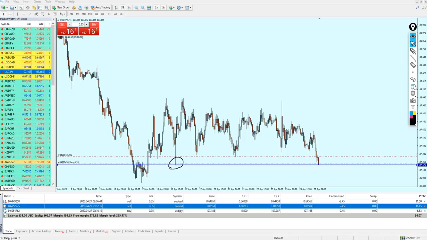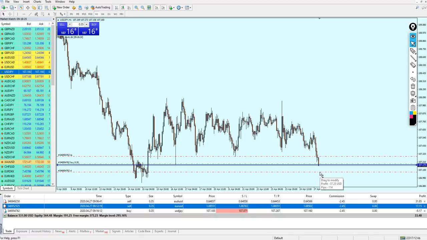Now, that being said, let me set my take profit level, sorry, my stop loss to be right here. Also exactly the same as the take profit. Make it equal, so it will be more fair for you in case the trade went in loss.